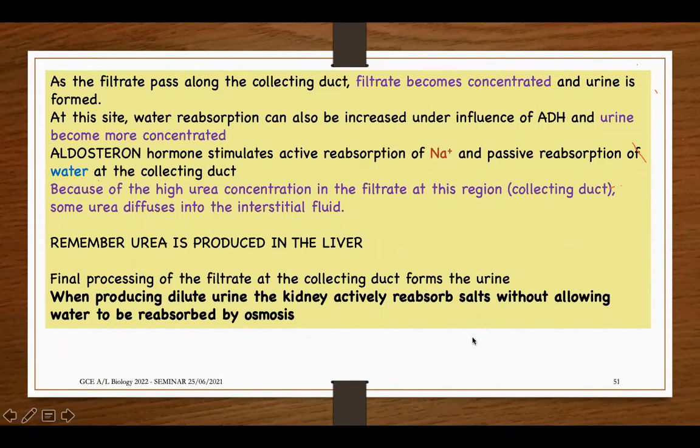Final processing of filtrate at the collecting duct forms urine. When producing dilute urine, meaning urine with a lot of water, the kidney actively reabsorbs salts without allowing water to be reabsorbed. So if the body wants more water, it won't reabsorb a lot of salts, right? Because when the salt concentration increases, water levels decrease. So if the body wants more water, it will control the amount of reabsorption of salts.